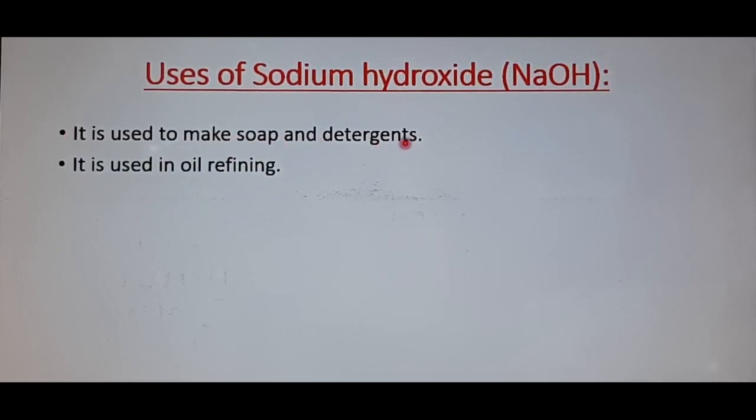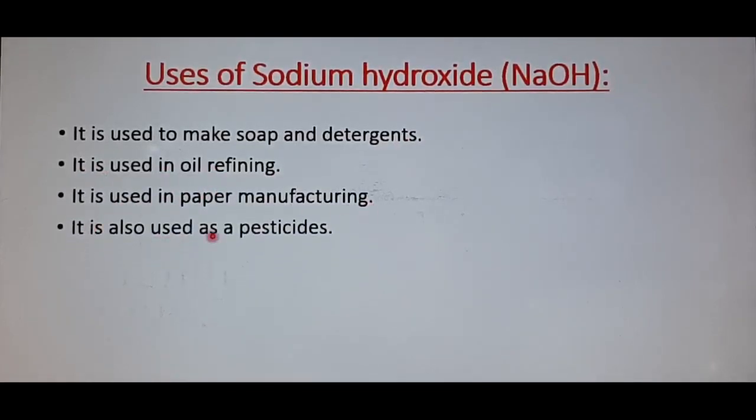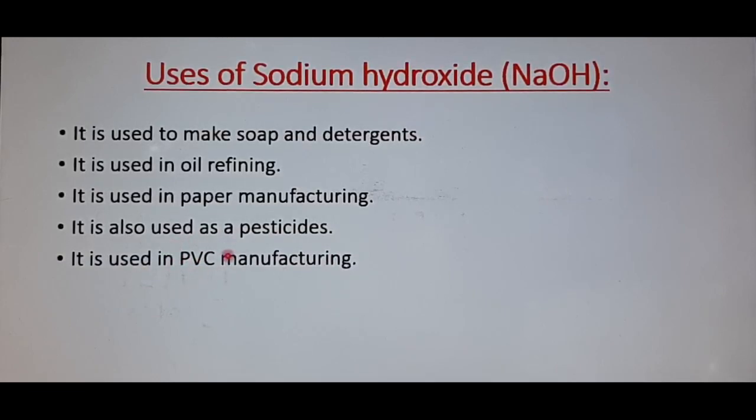See, we already know all the soaps and detergents, they are mostly basic, means they show basic character. It is used in oil refining, it is used in paper manufacturing also, and it is used as a pesticide also. Pesticides are used in farming. It is used in PVC manufacturing also. PVC pipes are used in drainage system. It's like a plastic material, so it is used in PVC manufacturing also.